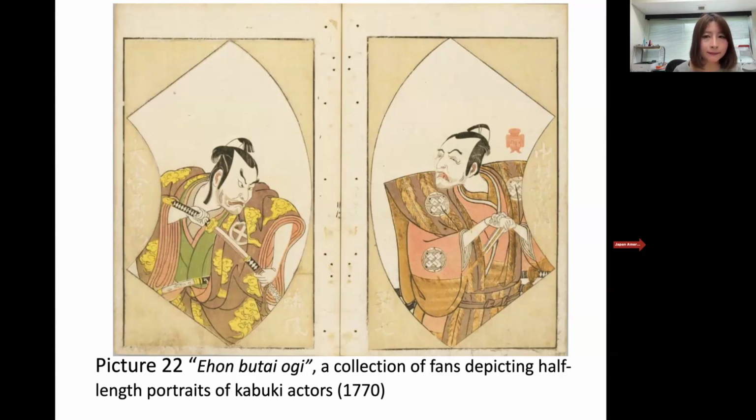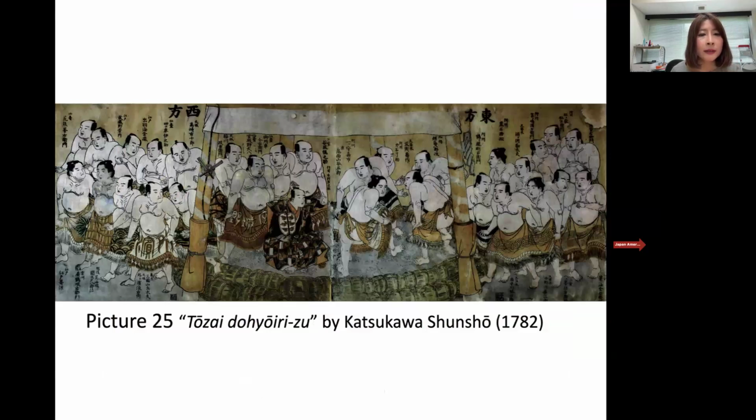The next, please. Around this time, the world of sumo was entering a period of unrivaled popularity due to the appearance of a number of famous wrestlers. Drawn by Shunsho in 1782, picture 25 shows the Dohyo-iri, the ring entering ceremony. It depicts the wrestlers from both the east and west sides of the top Makunouchi division of sumo. The birthplaces and ring names are also given for each of the wrestlers, so you can identify who he is.